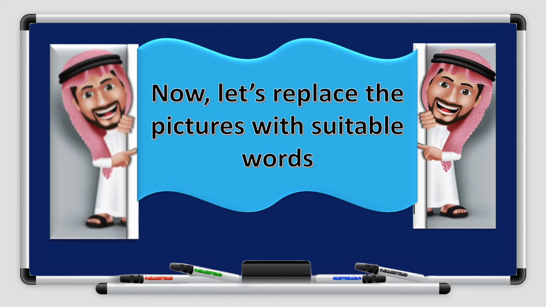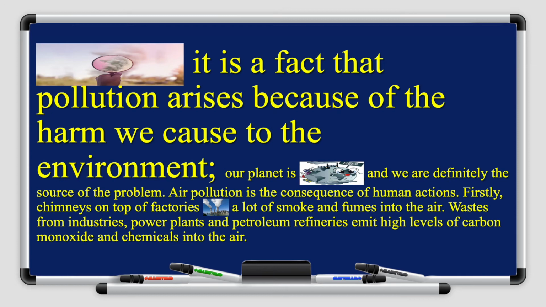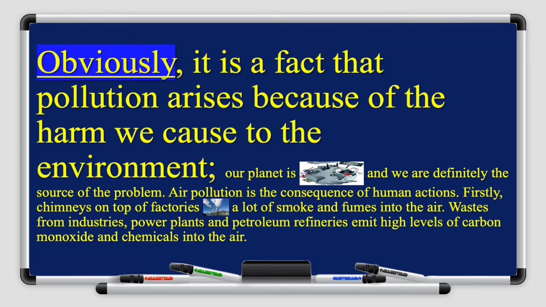And now, let's replace the picture with the suitable words. We have 3 pictures in this paragraph. Well, the first picture, as you can see, is a magnifying glass and someone is looking at the cloud in a clear way, clearer than the environment or the surroundings. So this can give us the meaning of the word that is behind this picture, which is the word obviously.